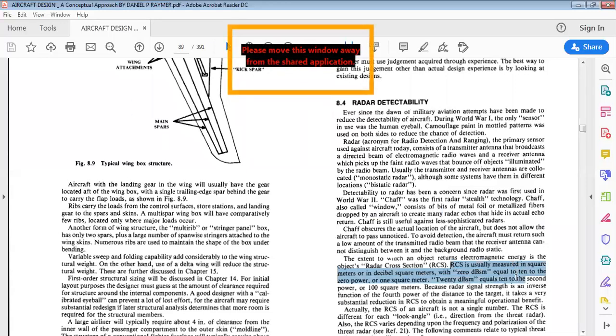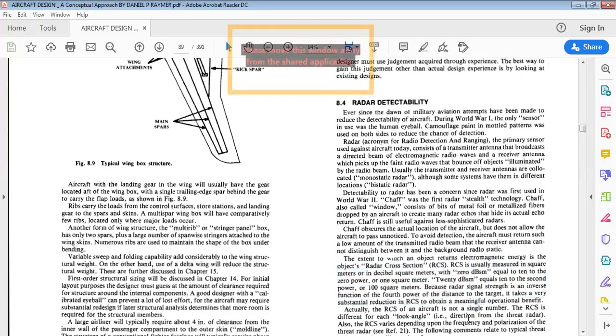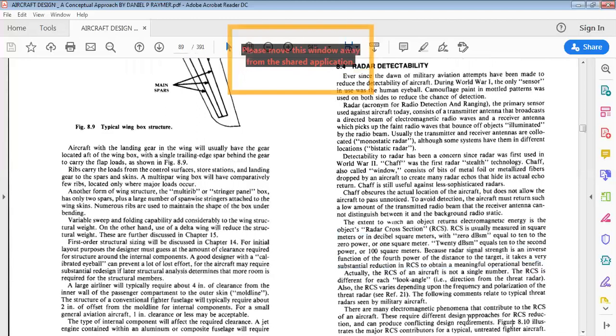A 0 dBsm is equal to 10 to the 0 power, or 1 square meter. 20 dBsm equals 10 to the second power, or 100 square meters. Because the radar signal strength is an inverse function of the fourth power of the distance to the target, it takes a very substantial reduction in RCS to obtain a meaningful operational benefit. So therefore the RCS of an aircraft is not a single number.